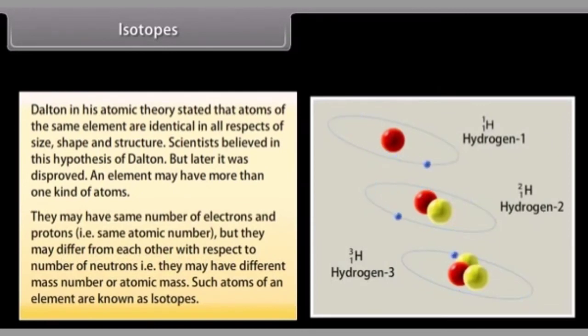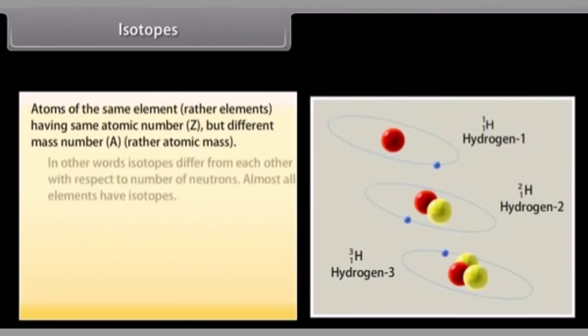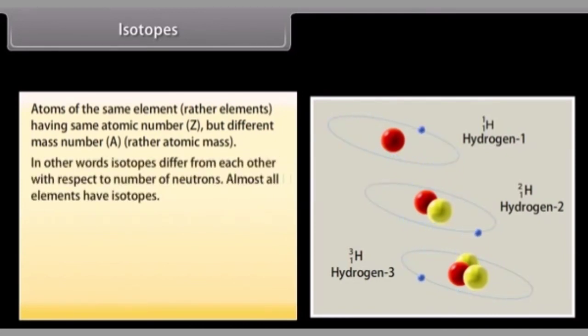They may have the same number of electrons and protons, that is, the same atomic number, but they may differ from each other with respect to the number of neutrons. That is, they may have different mass number or atomic mass. Such atoms of an element are known as isotopes. Elements having the same atomic number Z but different mass number A, or atomic mass. In other words, isotopes differ from each other with respect to the number of neutrons. Almost all elements have isotopes.